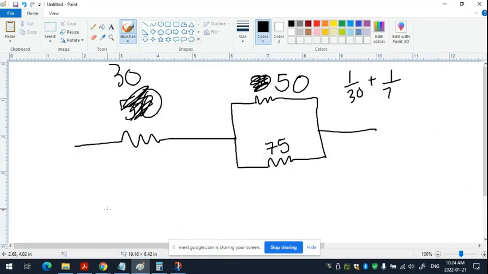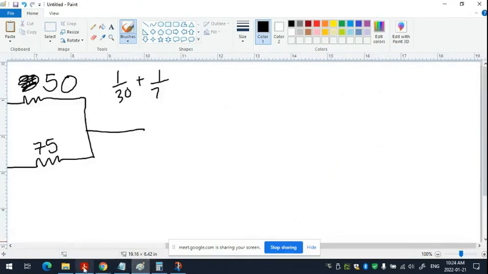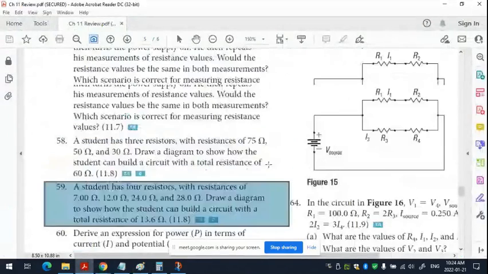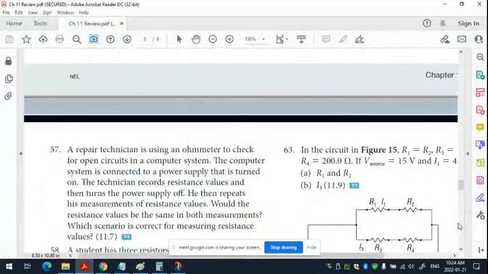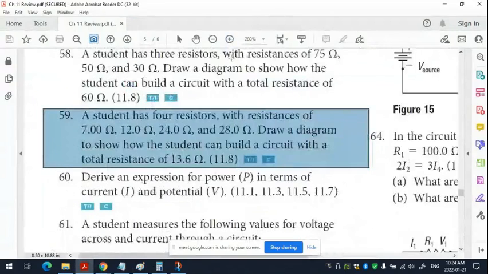Good. All right. Next question. Similar idea. Guys, how many resistors now? 4, 7, 12, 24, 28. I need to produce 13.6. Could I put 3 of them in series? No, I can't. Because any 3 of those you put in series will give you more than 13.6.